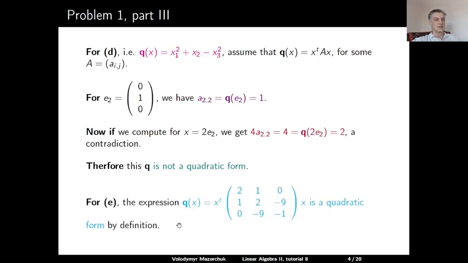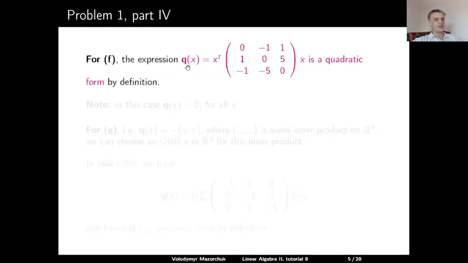Part E. This is the expression when Q of x is equal to x transposed times the matrix 2, 1, 0, 1, 2, minus 9, 0, minus 9, minus 1 times x. This is a quadratic form simply by definition.